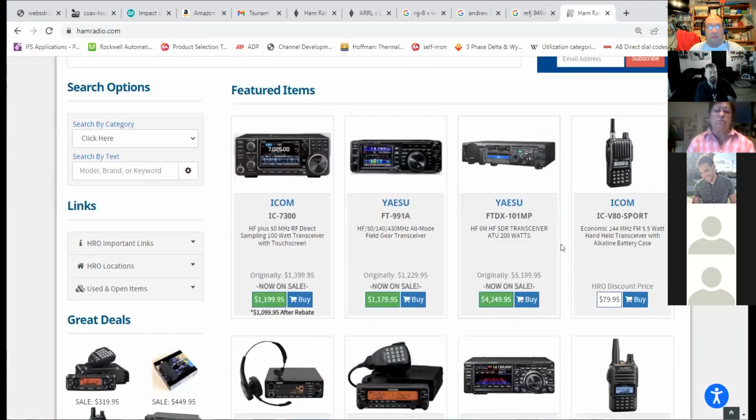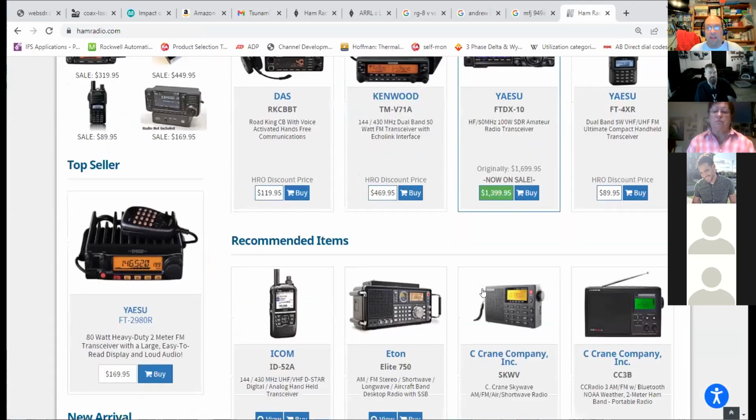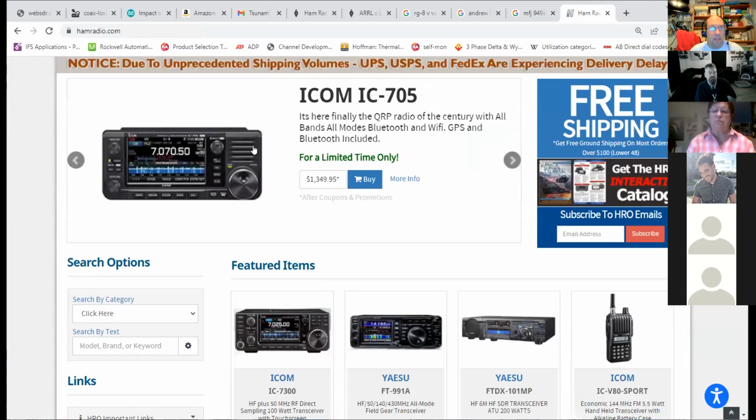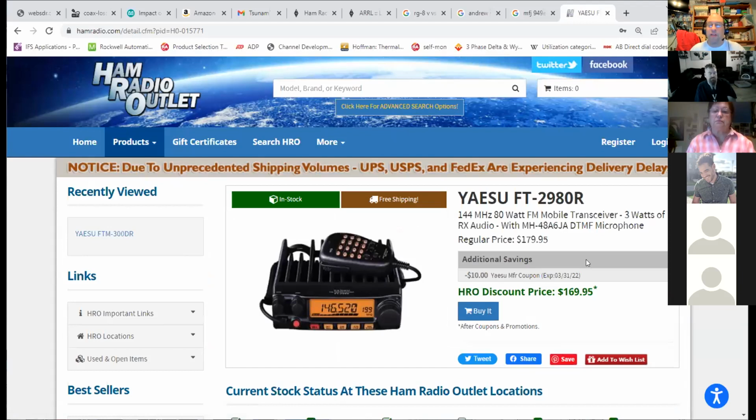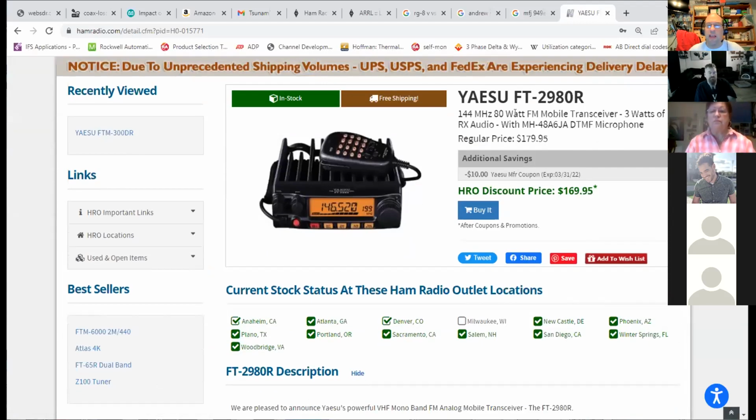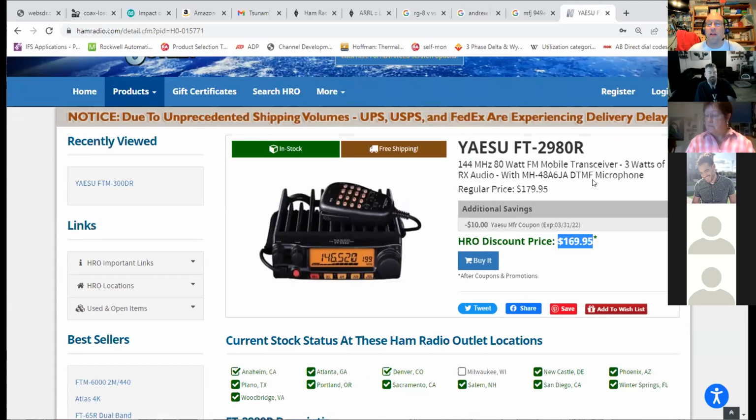You can also get a very basic mobile radio. So let's say like this right here. This is a single band 2 meter radio. It's like 80 watts, which is a lot of power, and $170. And sometimes you'll get them for even less. You'll be able to get them for $125.